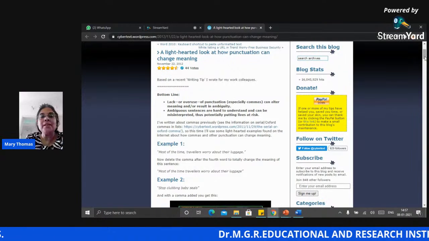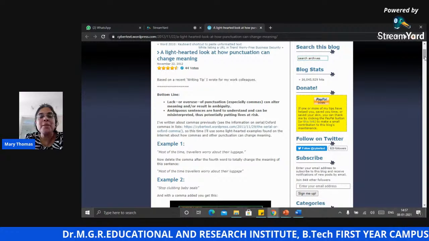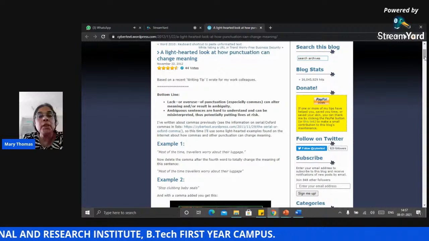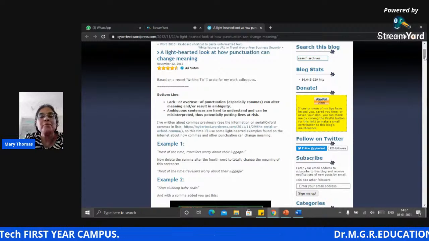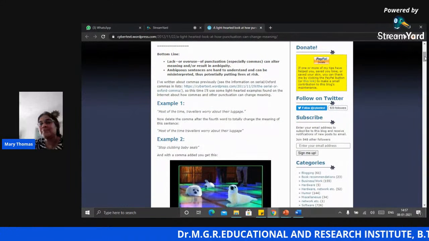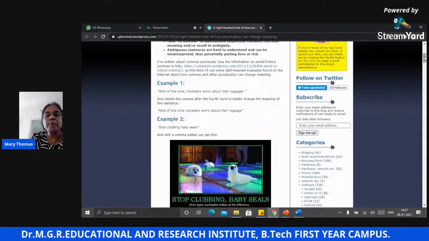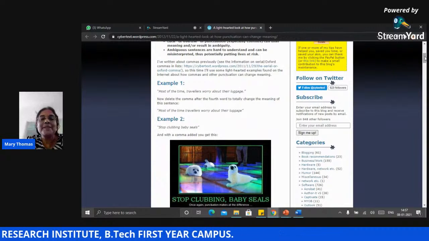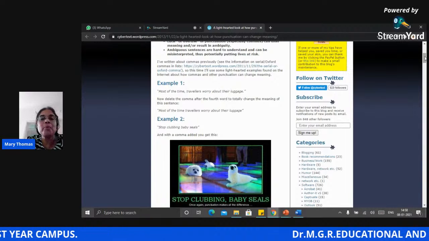It's like the panda eats, shoots, and leaves. All right. It's like that. Many more sentences that I came across, which really make such a difference in meaning. So I think you can see that on your screens, and I hope you've understood, and I hope you will remember. Okay, here. So stop clubbing baby seals. Okay, example 1.